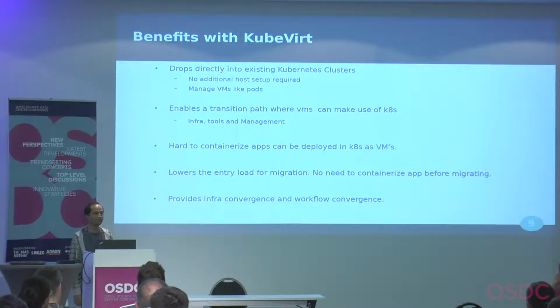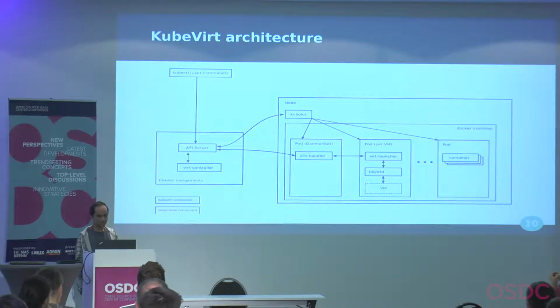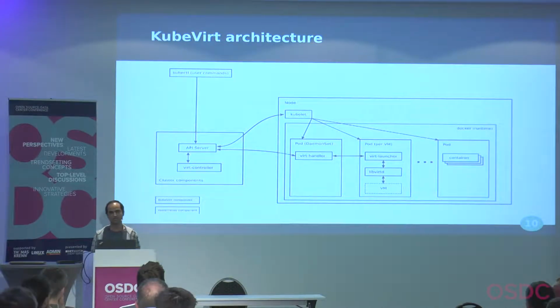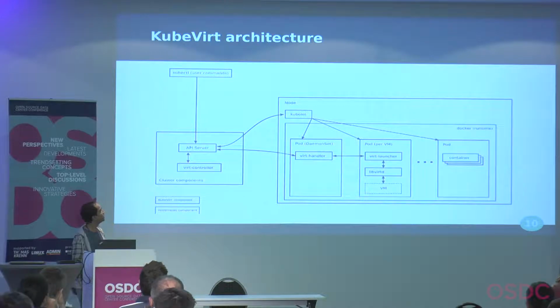So KubeVirt provides not just the infra convergence, but it would also provide a workflow convergence. So next, we are looking at the KubeVirt architecture. The grayed out components are the KubeVirt components, and the others are the Kubernetes components. One thing to note here is that KubeVirt supports not just the Docker runtime, but it also supports the CRI-O with runc.